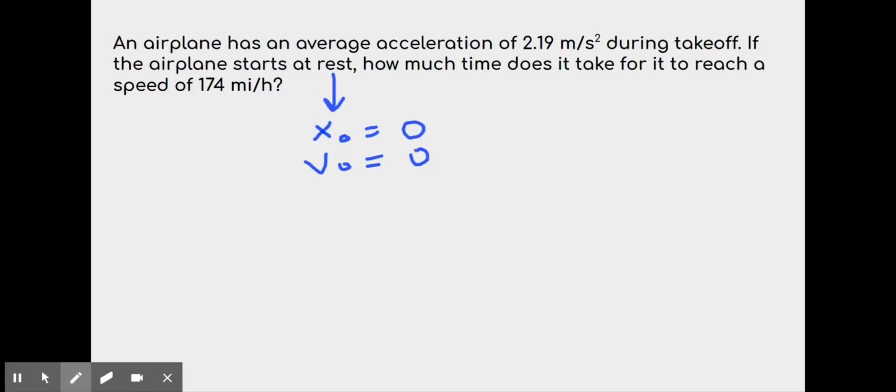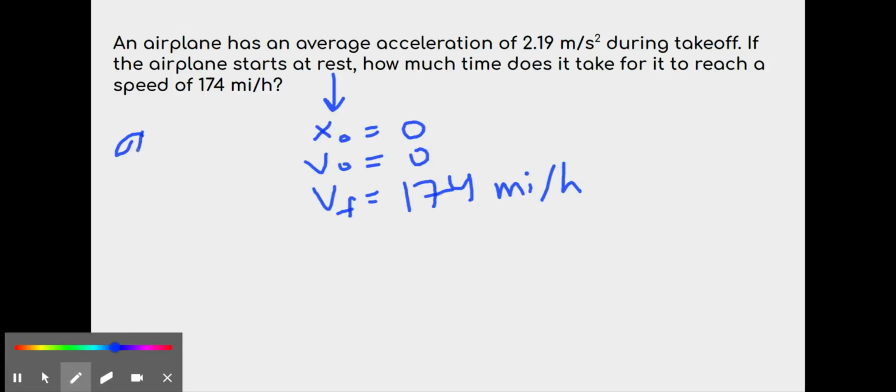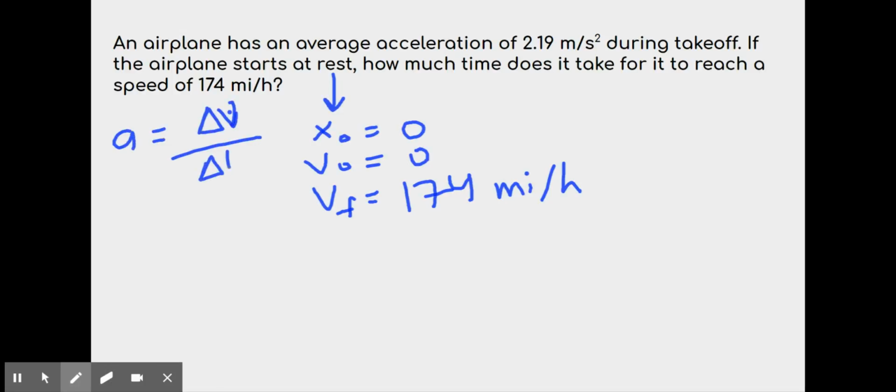So that automatically gives us two pieces of information that we can work with. And it says that the airplane will reach a speed of 174 miles per hour. So our final velocity is 174 miles per hour. Okay, well, we have acceleration. We have some information about velocity, and we have one piece of information about position. We'll see if that's important. Let's write the equation for acceleration. Acceleration, I apologize about how terrible this looks. Acceleration is our change in velocity over a change in time.